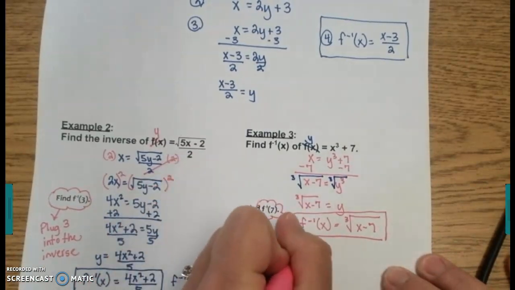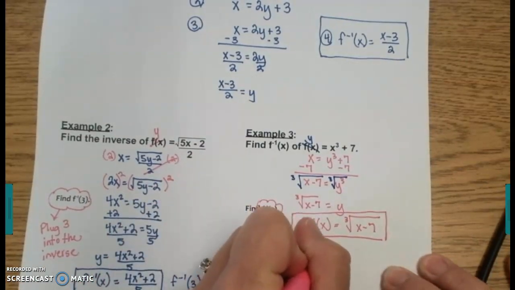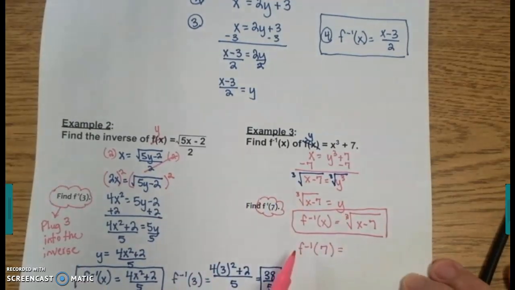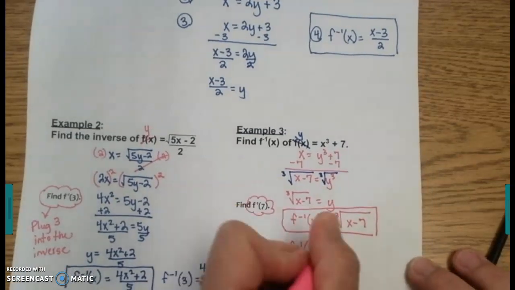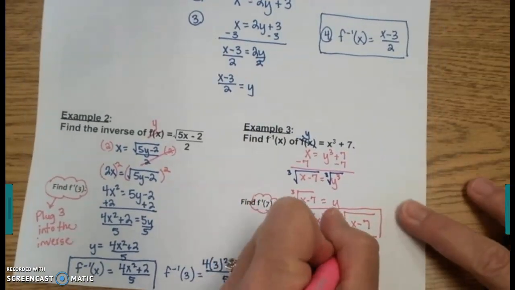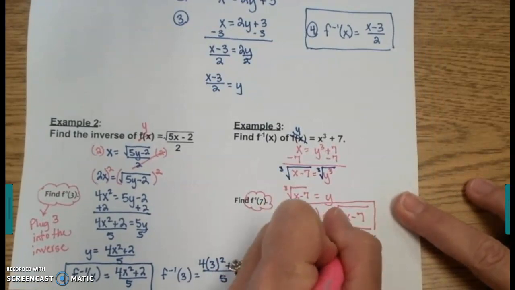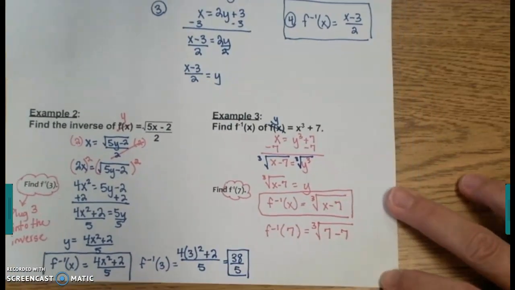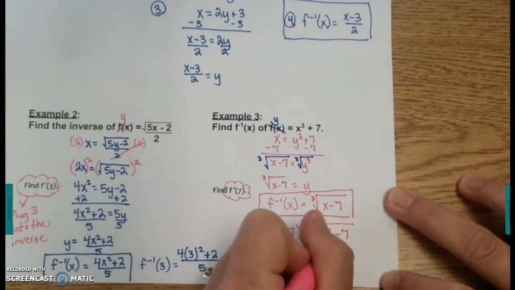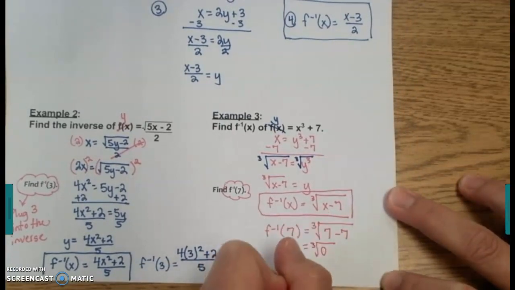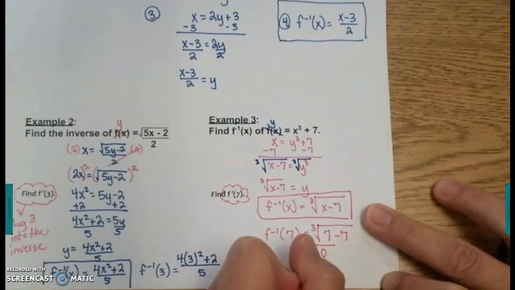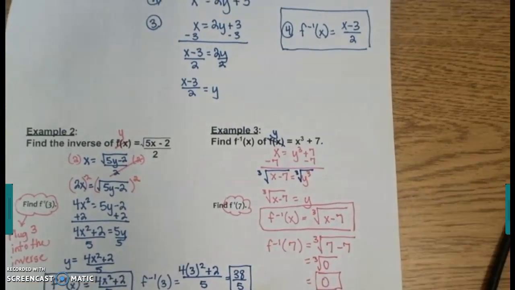So now we're going to find the inverse of 7. So you see how when I write it under like this, the 7 replaces the x? That's exactly what you're going to do. You're going to replace the x, substitute. So we're going to have 7 minus 7 under the radical, which gives us the cube root of 0, and the cube root of 0 is 0. Okay?